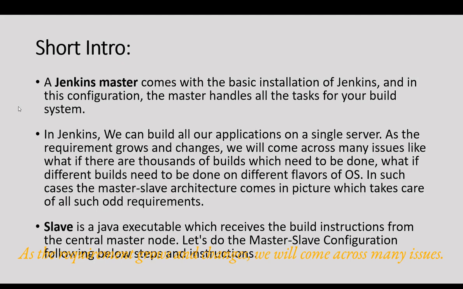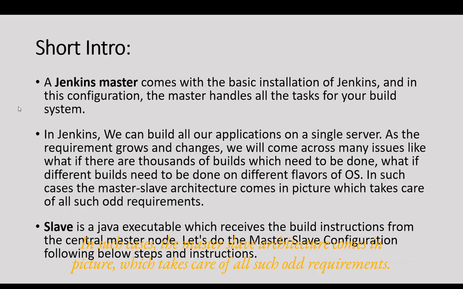In Jenkins, we can build all our applications on a single server. As the requirement grows and changes, we will come across many issues, like what if there are thousands of builds which need to be done, what if different builds need to be done on different flavors of OS. In such cases the master-slave architecture comes in picture, which takes care of all such odd requirements. Slave is a Java executable which receives the build instructions from the central master node. Let's do the master-slave configuration following the steps and instructions below.